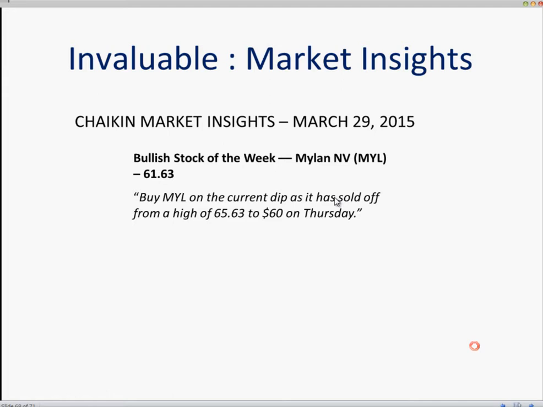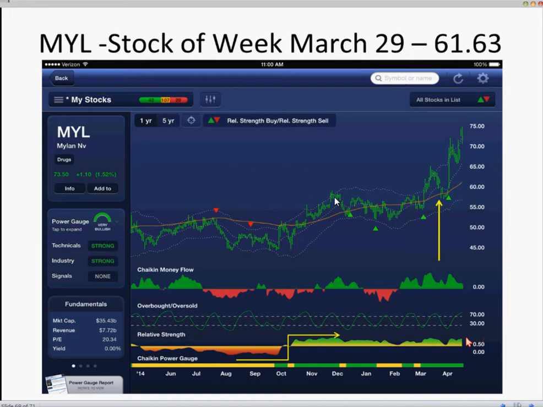We said buy Mylan on the current dip as it sold off from a high of 65.63 to $60 on Thursday. We wrote this on Saturday. Here's what the chart looked like. That's where the buy signal came in. Now, why did I do this? Bullish power gauge rating, positive personality change, kept outperforming the market, but it was that Chaikin money flow in a stock that had broken out to new highs ahead of the market and then pulled back.